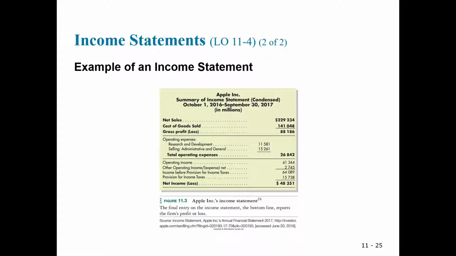Operating income and net income. Operating income compares the gross profit from business operations against operating expenses. Net income is calculated by subtracting income taxes from operating income.